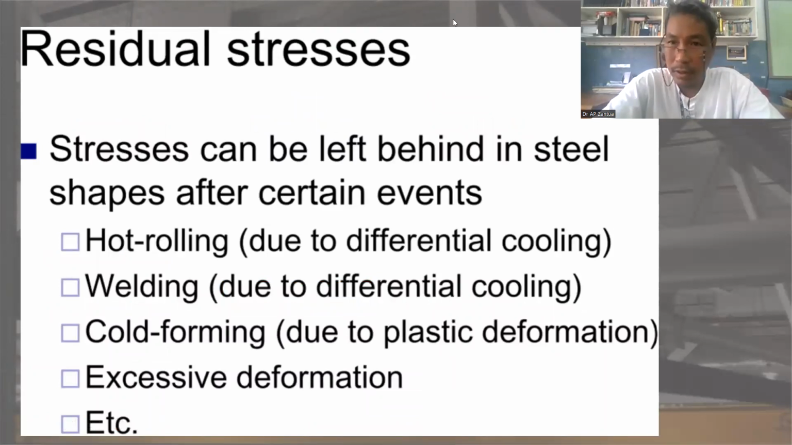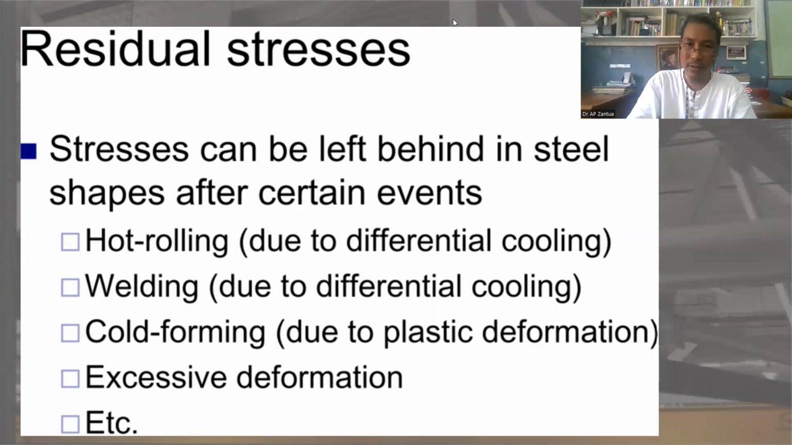Now, let us relate those things and analyze what will happen. The material would fail because of stress, and one type of stress that builds up inside the material is what we call residual stress. Stresses can be left behind in steel shapes after certain events, because of forming it into that shape.